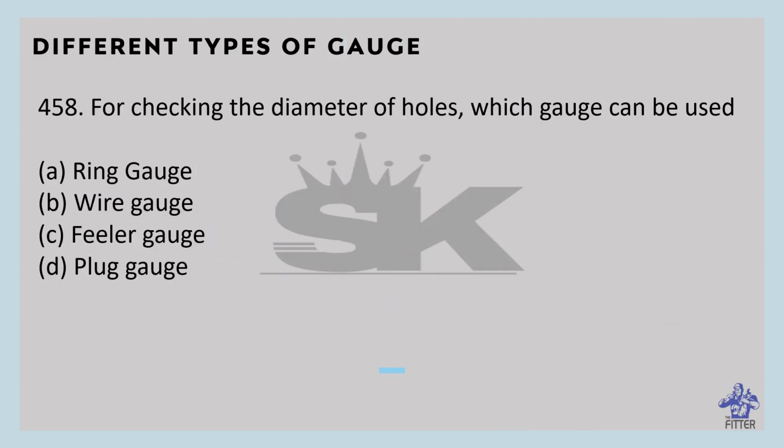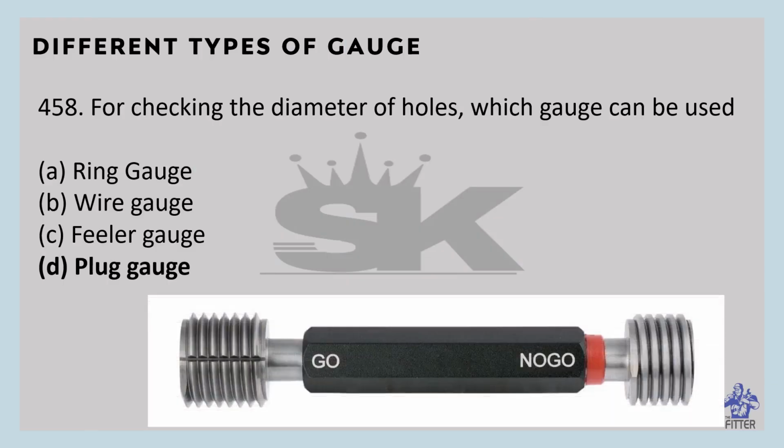For checking the diameter of holes, which gauge can be used? That is the plug gauge. Okay, you can see here in the image, that is the plug gauge, and the no go and go sides are given, for checking the diameter of holes.